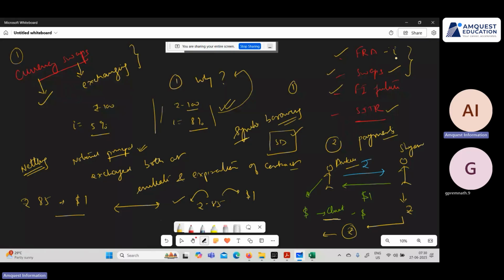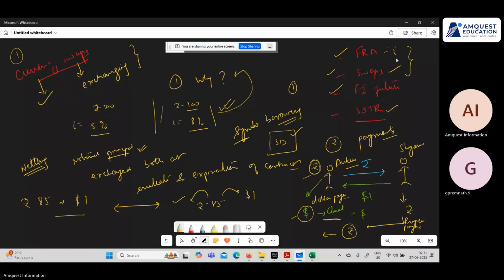So I will be called a dollar payer, and he will be called a rupee payer. The point I'm trying to make here is that although my original currency was rupee, still in currency swaps I will be called a dollar payer, because effectively the quarterly payments that I'm going to make are in dollars. And this part is testable in the exam.